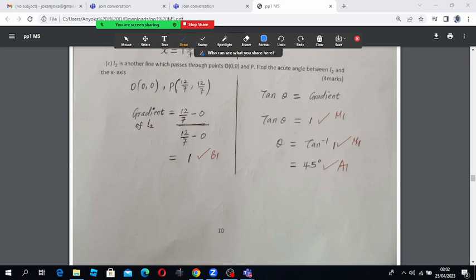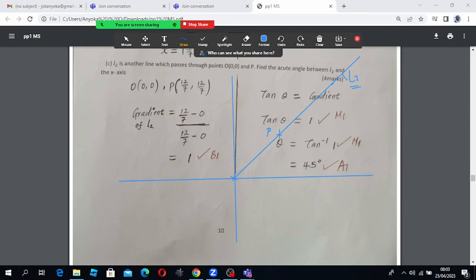Let's demonstrate. If this is the x-axis and the y-axis, there is a line which is passing through 0, 0, and it is also passing through P. So this line is passing through 0, 0, and it is also passing through P. So find the acute angle L2. This is L2.